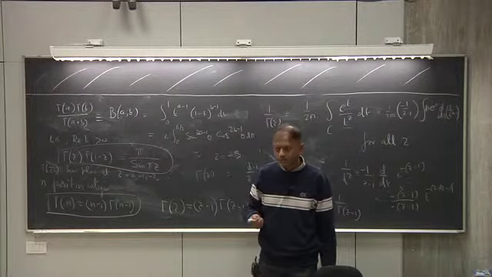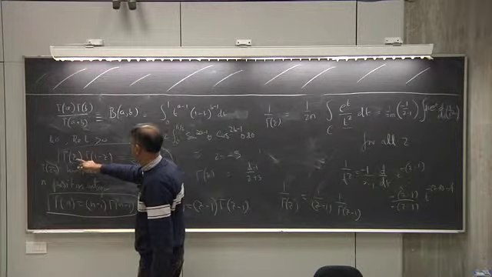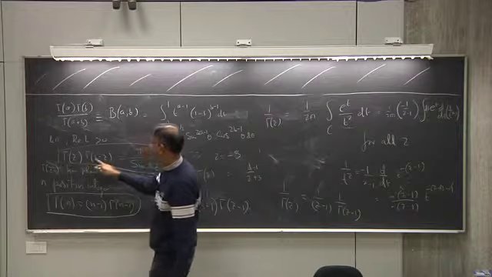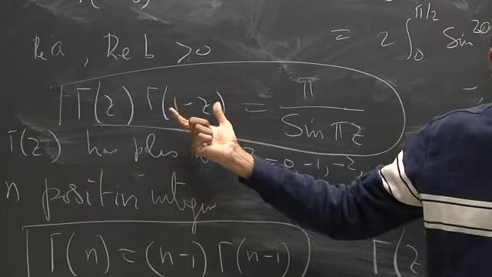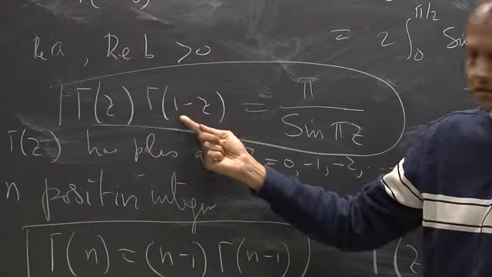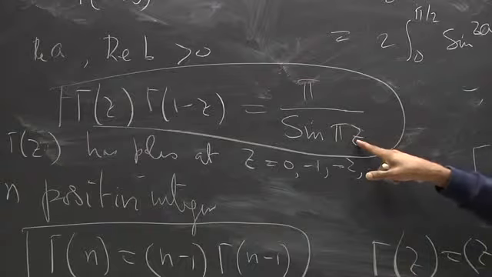One more thing: you see immediately that the pole is always a first order pole. It cannot be higher than that. If I take z equal to minus 3, then this factor is gamma 4, which is something finite, factorial 3, which is 6. That is a finite number. But on the right hand side, it's only a first order pole, because of the sine of pi z.